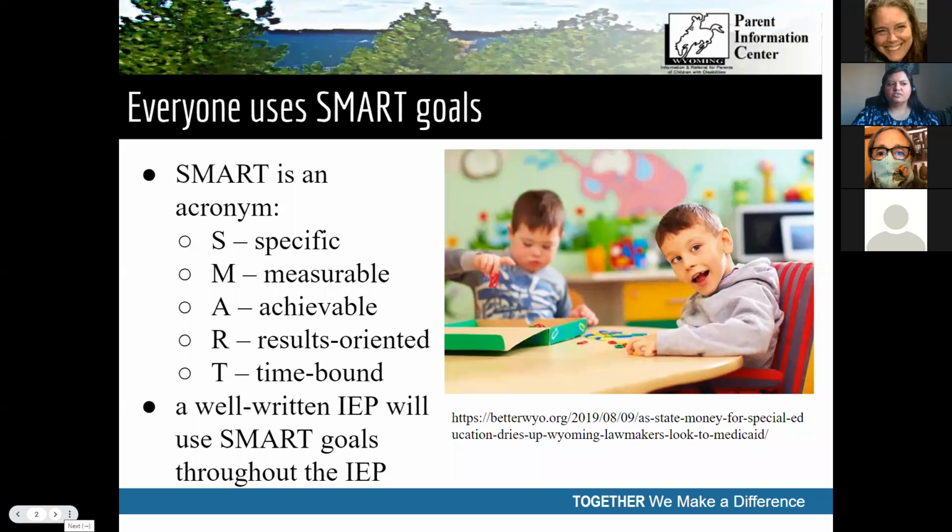IDEA does not specify that you need to write a SMART goal. SMART goals actually are not specific to IEPs. They're not specific to special education. They were actually developed in the world of business and is something that education has adapted and brought into the world of special education for our kiddos that have disabilities. So it's interesting that it actually came from business into education and not the other way around.